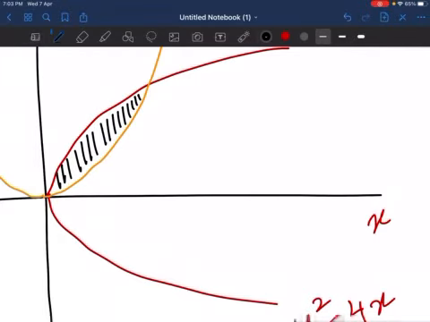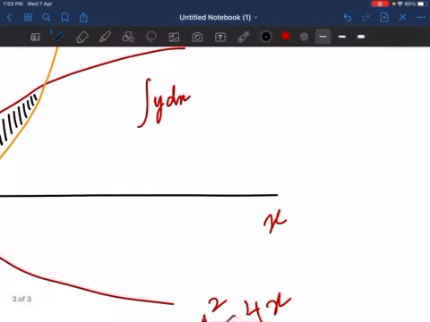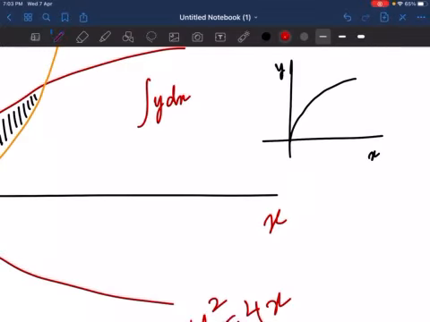So in order to find the area of this region, we know the formula for the area of any region is the integration of y dx. That's the formula, right? And how do we get this formula? Let me just explain this. First, in order to find the area of any curve, suppose this is my xy axis. Suppose I am finding the area of this region, going from 0 to 2.